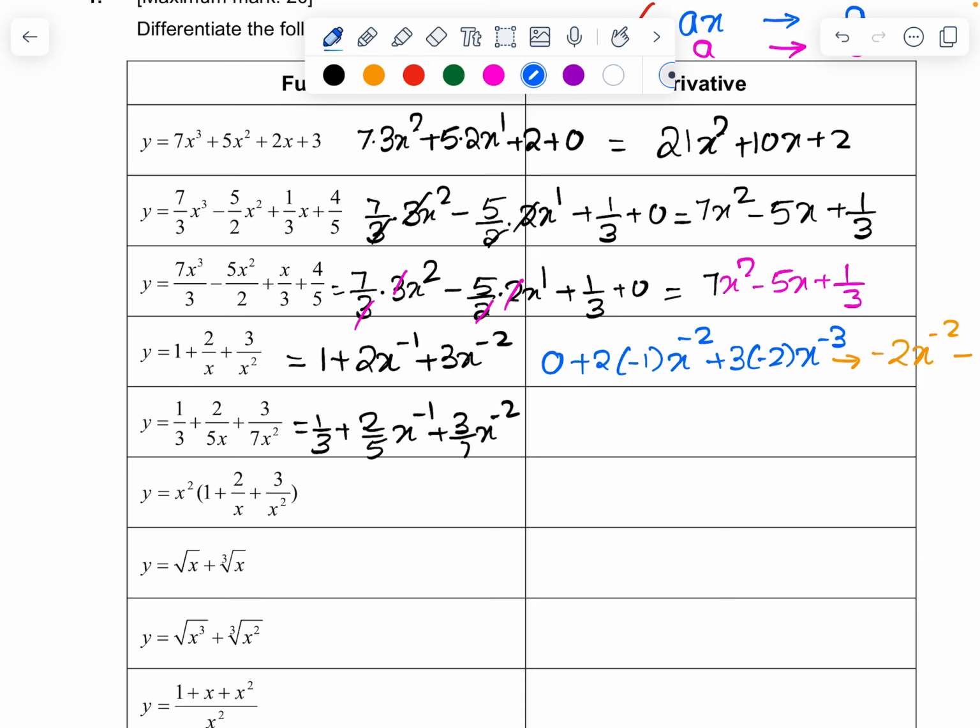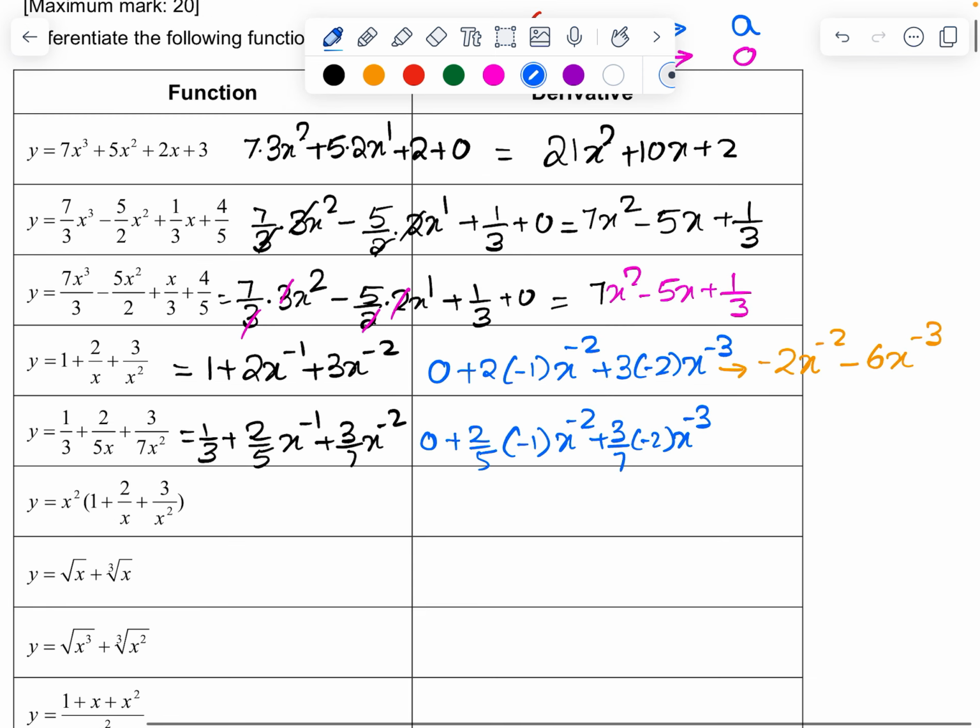So what's going to be the answer? 0 plus 2 upon 5 with negative 1 coming to the front, x to the power of negative 2, 3 upon 7 with negative 2 coming to the front, x to the power of negative 3. So the answer for that one is negative 2 upon 5 x to the power of negative 2, negative 6 upon 7 x to the power of negative 3.